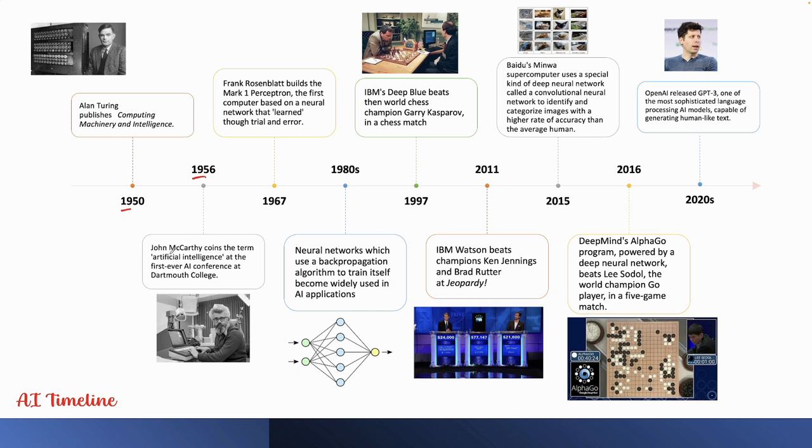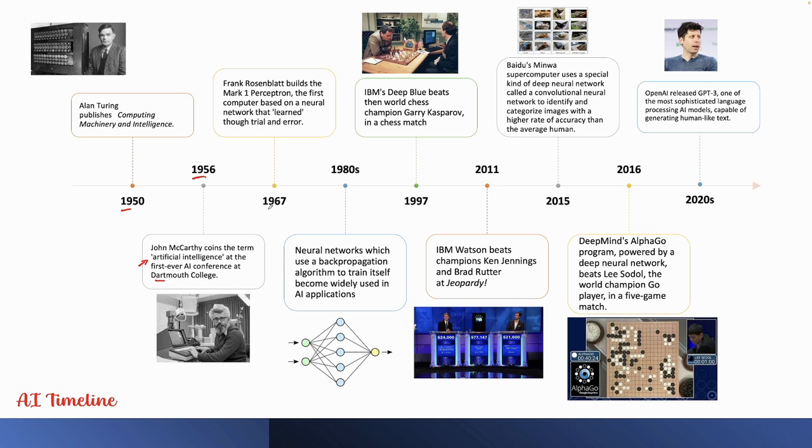In 1956, a guy known as John McCarthy coined the term artificial intelligence. So sometimes people ask, who is the father of artificial intelligence? I always say the father of artificial intelligence is John McCarthy, because he was the one who coined the term artificial intelligence, and it was done at the first ever AI conference in Dartmouth College, right?